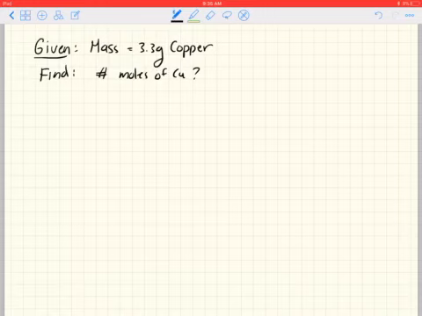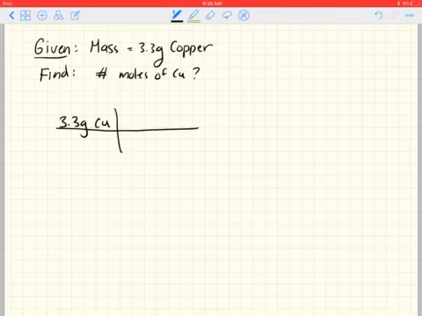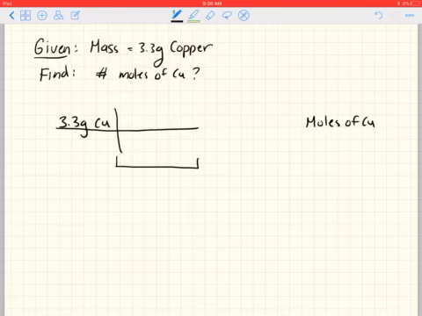So to set up this problem, I'm going to use the factor label method. And so my given is 3.3 grams of copper. Here I am setting up my grid. And so the first step involves recognizing where you are and where we're going. So in the end, I want to end up with moles of copper. Okay, so right here, I need to set up with some kind of conversion factor that takes me from grams all the way to moles.